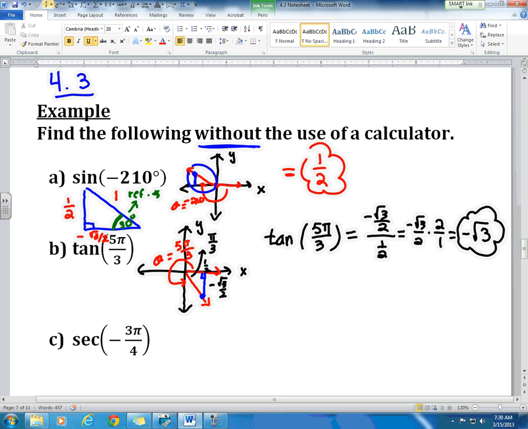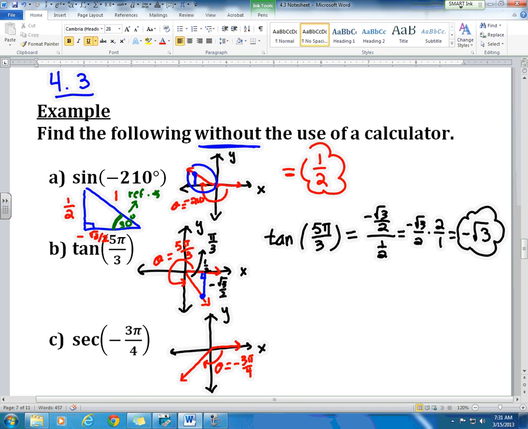One last one. We're going to work with secant this time. And if we draw ourselves a picture here, the secant of negative 3 pi over 4. So a negative angle again, just like in the first problem. If our initial side is here, negative 4 pi over 4 would be a half of a revolution. So negative 3 pi over 4 is going to be 3/4 of a half of a revolution, which means the theta value is right here, negative 3 pi over 4.